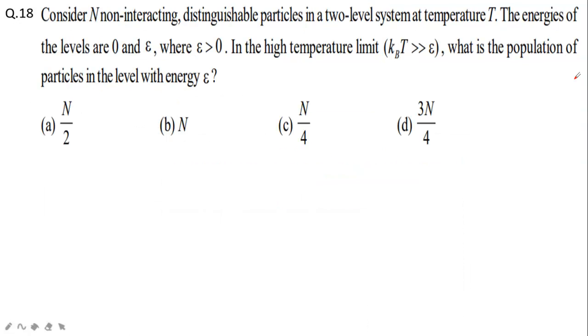Moving ahead, question number 18 is here. Consider n non-interacting distinguishable particles in a two-level system at temperature T. The energies of the levels are 0 and epsilon, where epsilon is greater than 0. In the high temperature limit, meaning kBT is greater than epsilon, what is the population of particles in the level with energy epsilon? And there are 4 options.